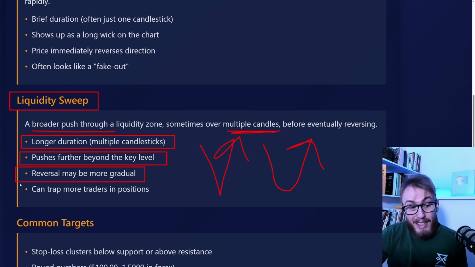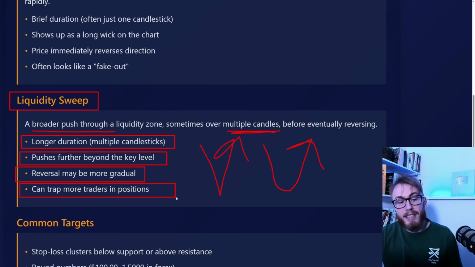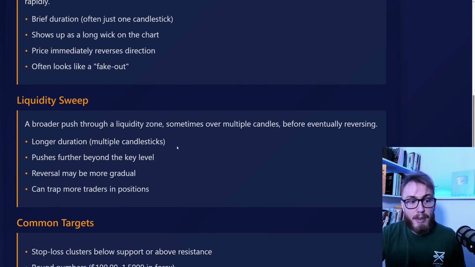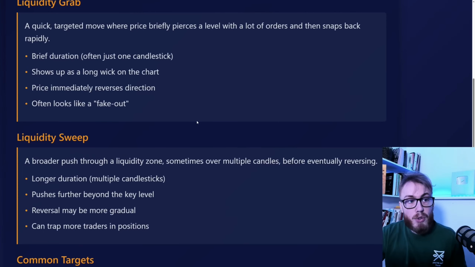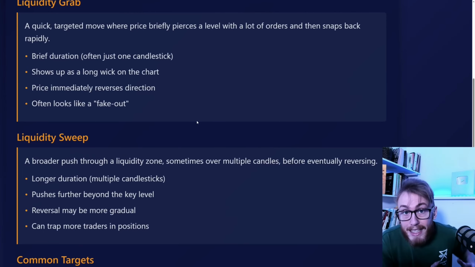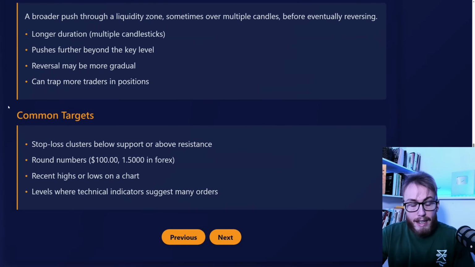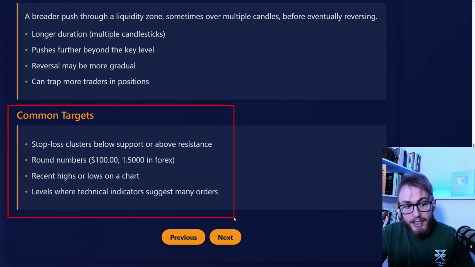And one sort of dangerous thing about the liquidity sweep is that it can trap many traders. But here, and this is very important, we as small traders can actually use liquidity grabs and liquidity sweeps to try to trade in the same direction as smart money. And here, as for the common targets, I do think this is much easier to just show on the chart instead of using text. So now, guys, let's jump into TradingView.